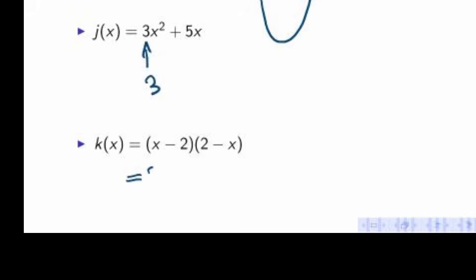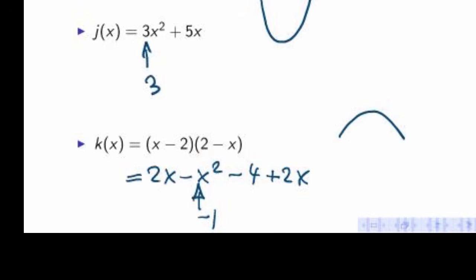x times 2 is 2x. x times minus x is minus x squared. Here is the square term. Minus 2 times 2 is minus 4. Minus 2 times minus x is plus 2x. So for now, only this term is of interest, where we again have a minus 1 as leading order term. So we get an upside down parabola, or what I called concave down.